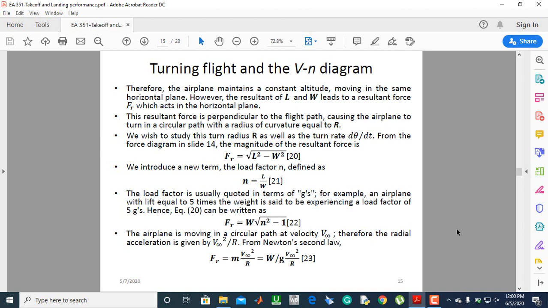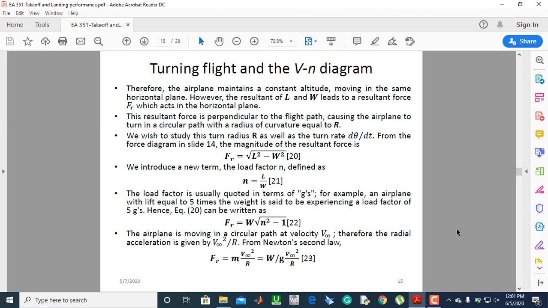And from equation 20, if you factor the W out of the square root sign, you can get the resultant force equal to W times the square root of the load factor squared minus 1, because L over W, and everything squared, will be equal to the load factor squared. And this makes sense.